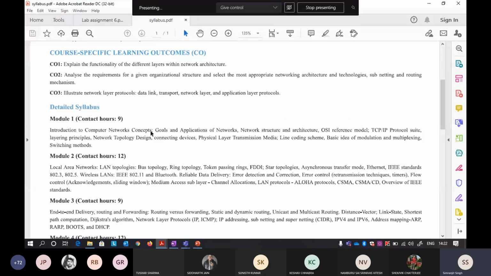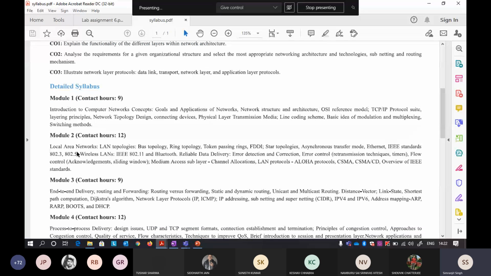So this is the introduction. I'll share the PPT for this one. Network structure we have done, architecture we have done, OSI done, TCP also done, layering principle, network topology we have done. Connecting devices, routers and bridges we have already done. Physical network we have done, switching. Remaining, don't worry about it.